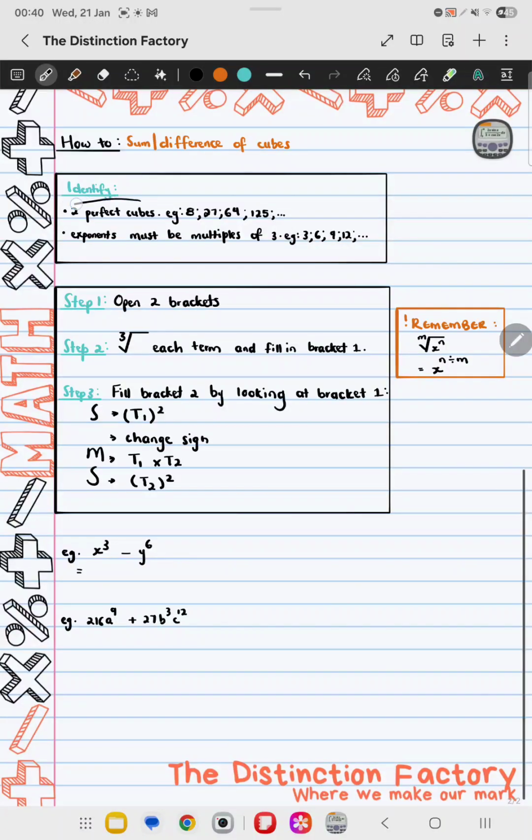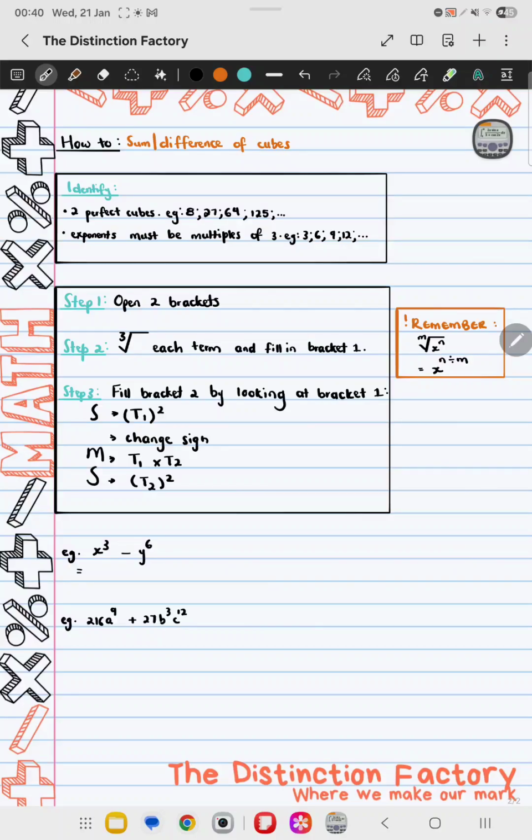So in order to identify it, we need to have two perfect cubes, and perfect cubes are anything that can be cube rooted. So numbers like 8, 27, 64, etc. And next, we need to have variables that have exponents that are multiples of 3. So things like 3, 6, 9, etc.